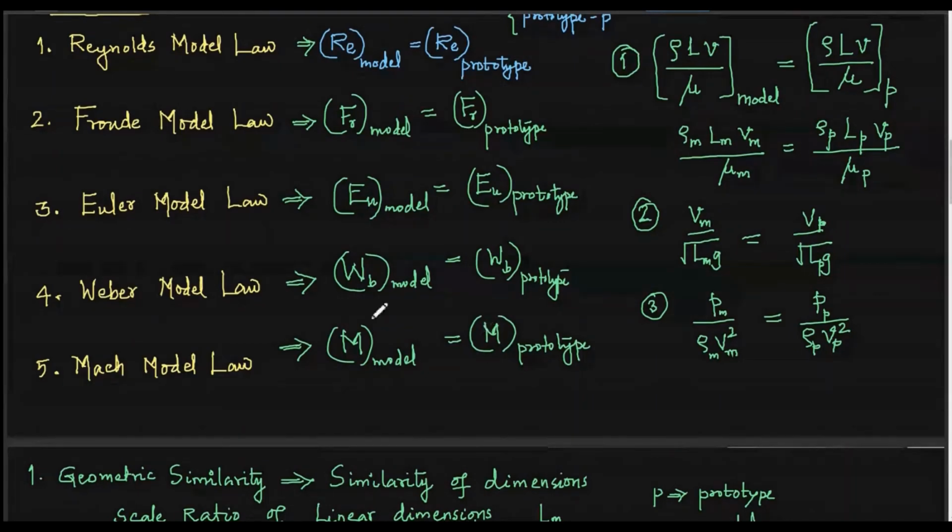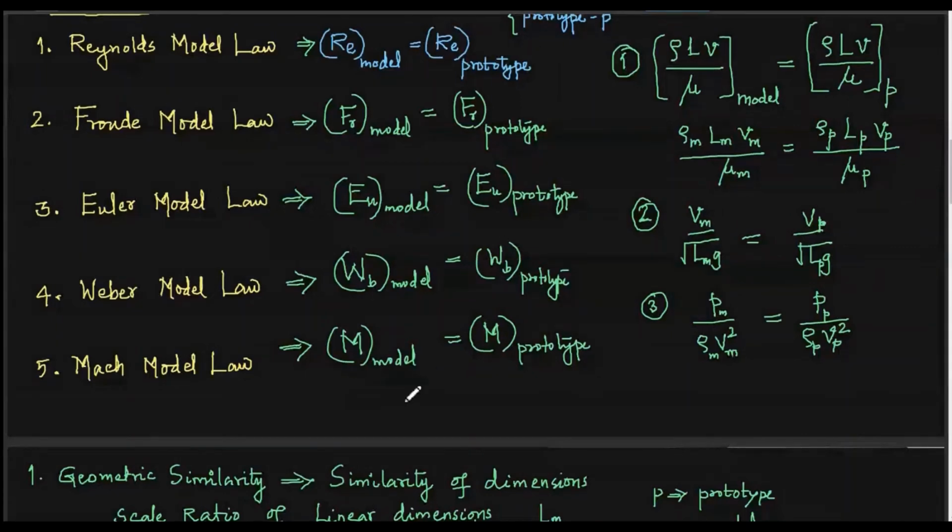In the last class we derived the Weber number, which is equal to rho L V by sigma. The Weber number of the model must be equated to the Weber number of the prototype. Then the Mach number, which we have expressed in terms of the velocity ratio: velocity of the fluid divided by velocity of sound in the fluid medium. So V by C of the model, if that is equated to V by C of the prototype, then that is known as Mach model law.